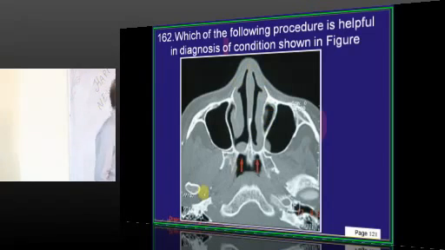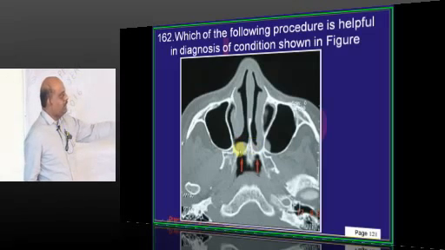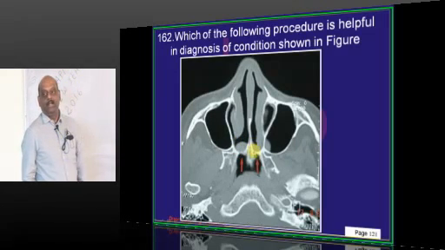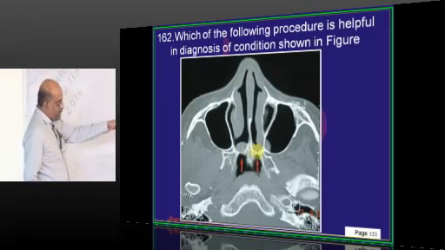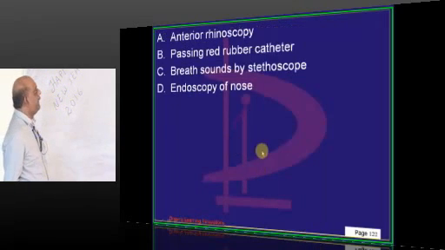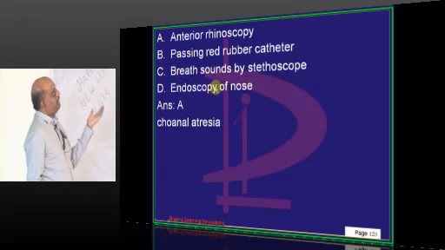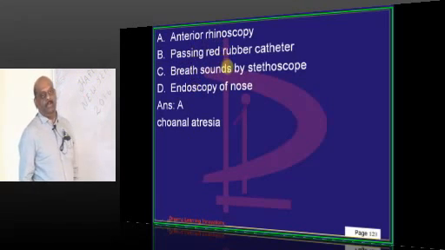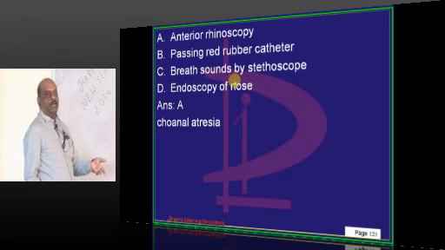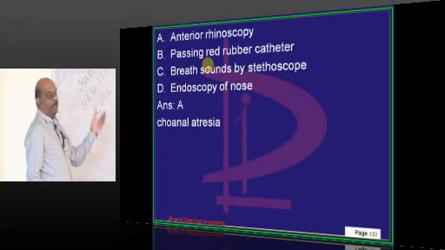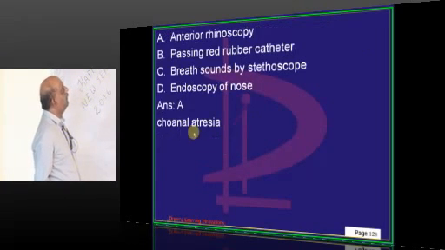For the diagnosis, what is this condition? Choanal atresia, it's called. You can see both nasal airways got blocked posteriorly, right? You can see the blockade, right? Bilateral choanal atresia. So we do all these investigations. Posterior rhinoscopy we do, not anterior rhinoscopy, is what you need to remember. Breath sounds you need to auscultate. Endoscopy, red rubber tube, they are all the ones which are indicated.